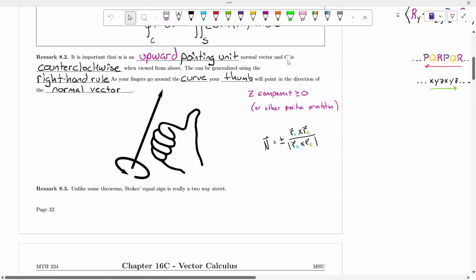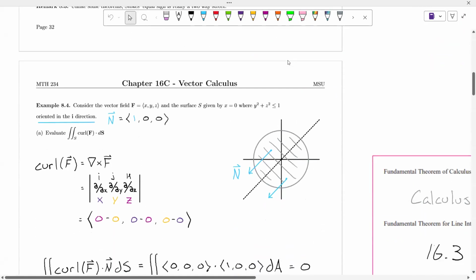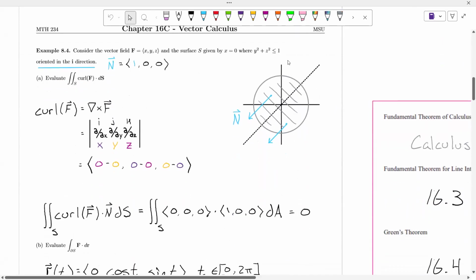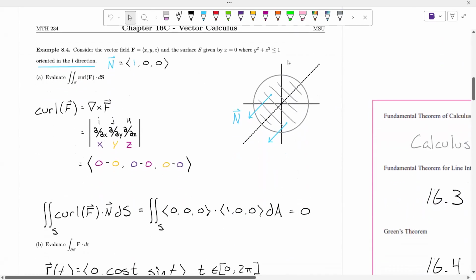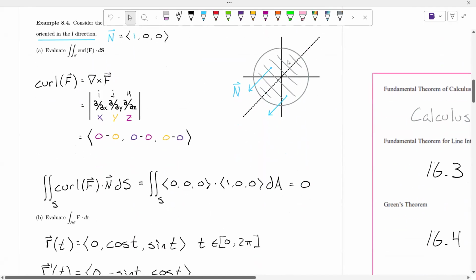Cool. Quick note on the normal vector. It's usually going to be the cross product of two partial derivative vectors divided by the magnitude of that cross product. Or we'll go back to our explicit version of the normal vector where we can. This first example was kind of boring because everything just worked out to 0. So we won't see much if we do that.